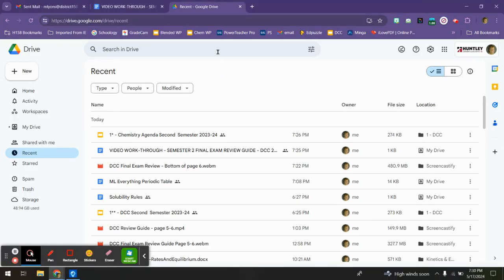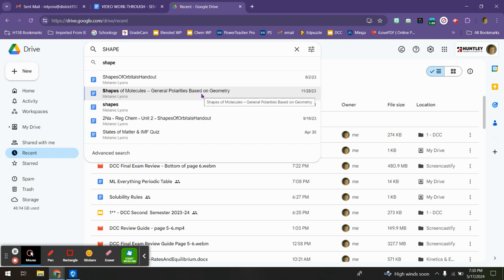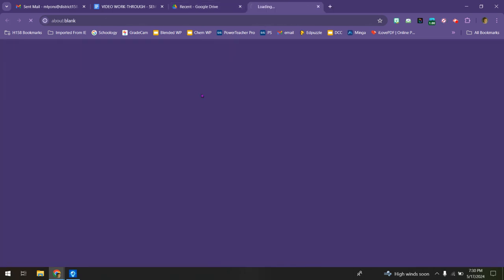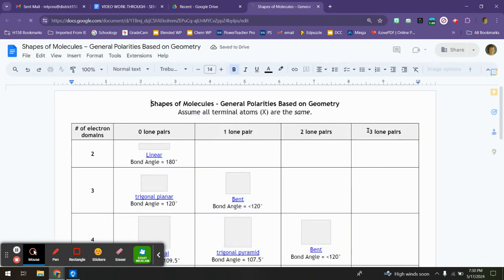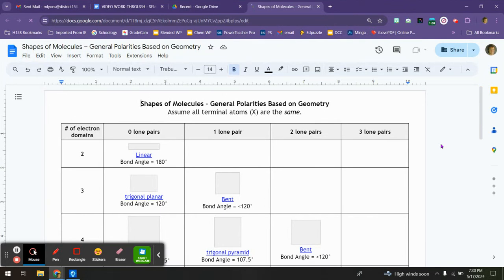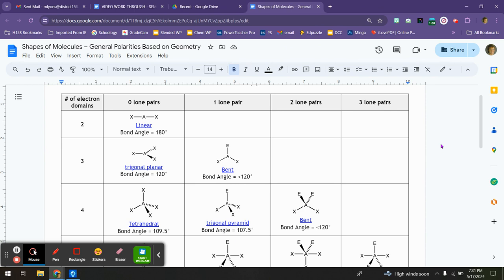Let me see if I have the shapes. Let's see. All right. So this is what you will get, and I will print this out and give it to you on the test, for the test.